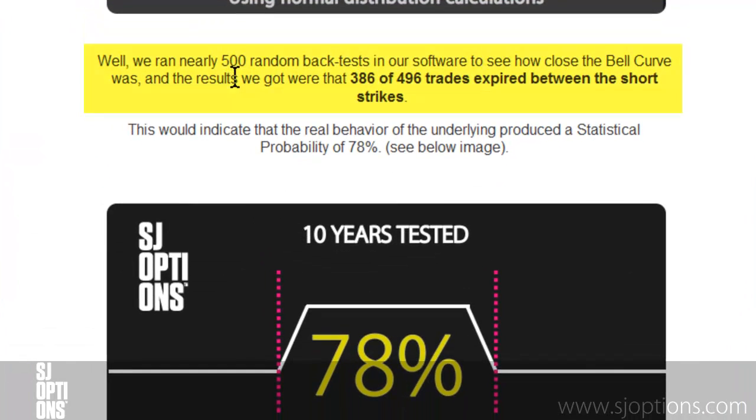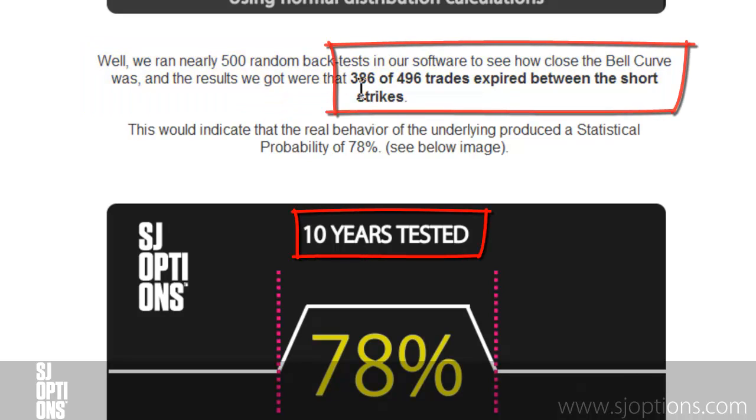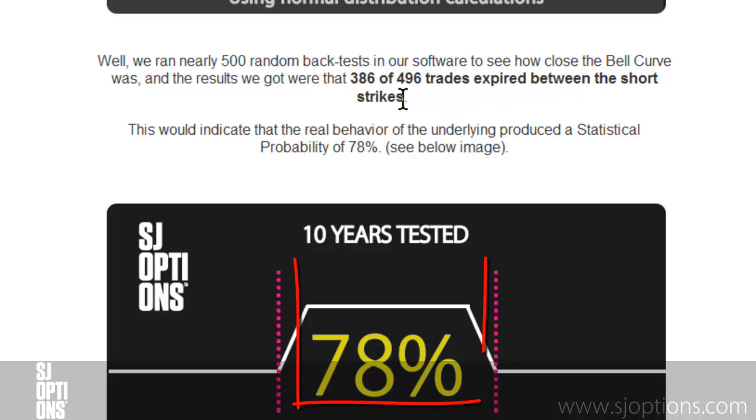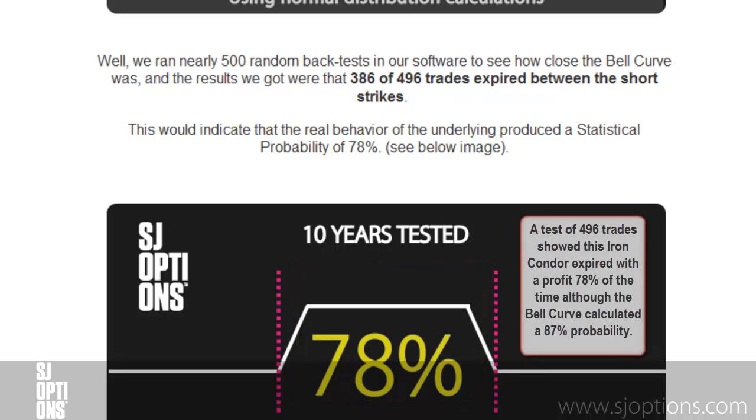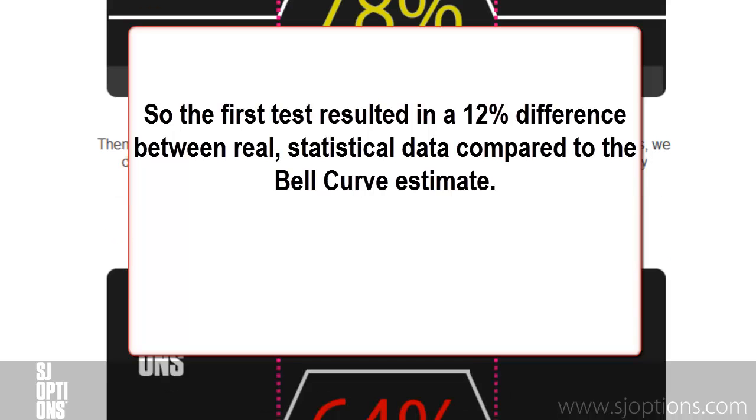So we ran nearly 500 random back tests using our software. Actually, we had each of those trades expire on a Friday, and we got 386 of 496 trades that expired between the short strikes, or at least above the zero line, as I was describing a few minutes ago. So this would show a statistical probability of about 78%. So you may think that's pretty close to the probability that's shown in traditional software, which would be about 87%. But it's not that close. It's off about 12%. So 12% can be quite a bit different on your analysis.